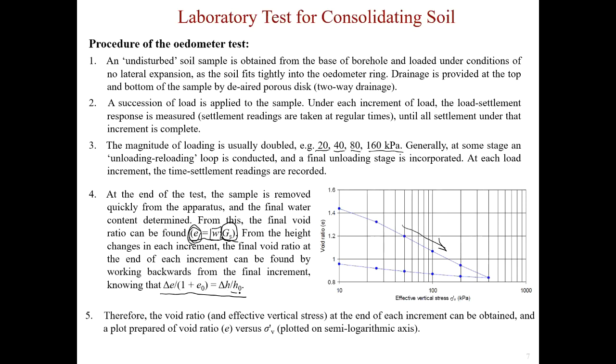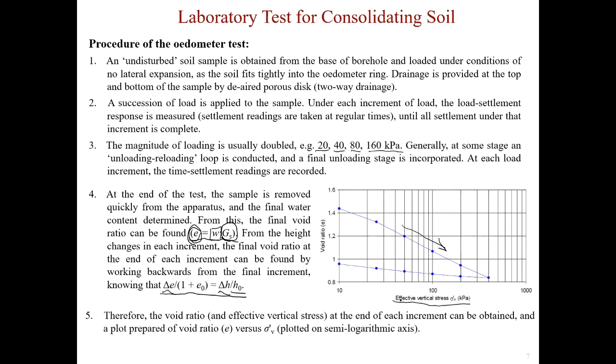So we know the final soil sample height. We know the height change, and if we also know the change in the void ratio, we can work out the void ratio after the end of each increment. So basically, we can obtain the void ratio at the end of each increment, and we are able to plot the void ratio e versus sigma prime on this semi-logarithmic scale axis.